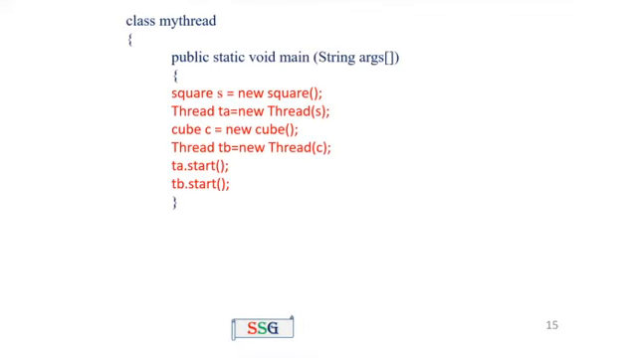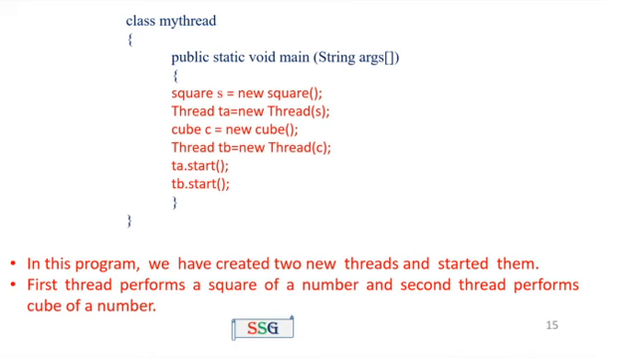Now we go to the main program, class MyThread, public static void main. First we create the object for the Square class: Square s = new Square. Next we pass this object to the Thread class: Thread ta = new Thread(s), then Cube c = new Cube, Thread tb = new Thread(c). Now both threads are created successfully, are in the newborn state and are waiting for the processor for execution. Next we execute the commands ta.start and tb.start.